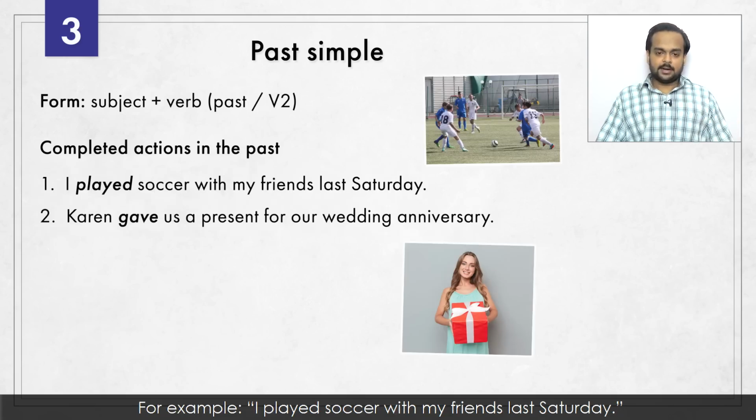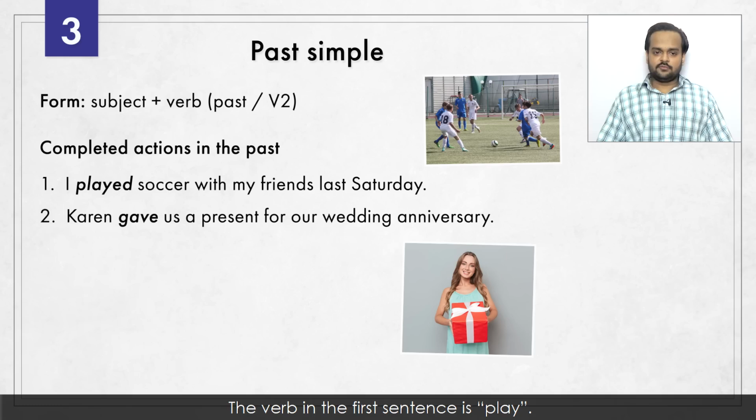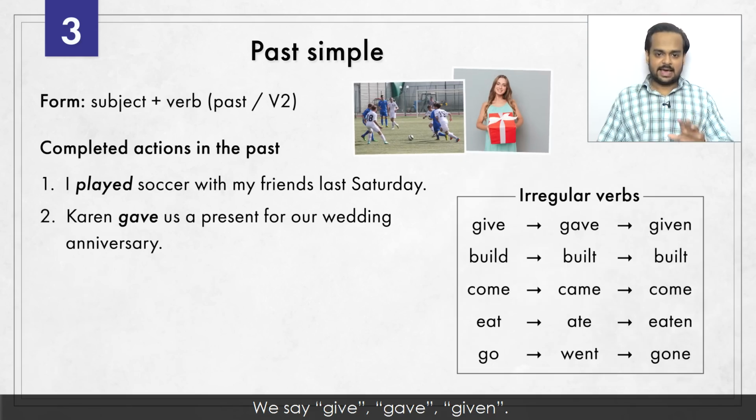For example, I played soccer with my friends last Saturday. Karen gave us a present for our wedding anniversary. The verb in the first sentence is play. We make the past form by adding ed to it. We do this for most verbs, but some verbs have special past forms. You see that in sentence number 2, gave. This is the past tense of the verb give. We say give, gave, given. Given is the past participle or the V3 form. These types of verbs are called irregular verbs.